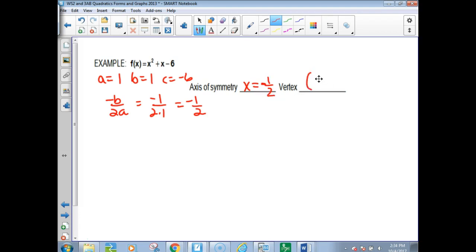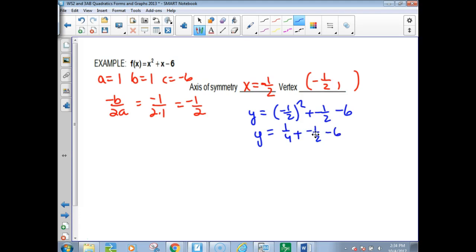To find the vertex, the x part we already found, so it's -1/2. Now we need to find the y value. So we need to stick -1/2 back into that equation. So y is going to equal (-1/2) squared plus -1/2 minus 6. You can calculate this with your calculator. This is 1/4 plus -1/2 minus 6. You can type it like that on your calculator, or do 0.25 plus -0.5 minus 6.